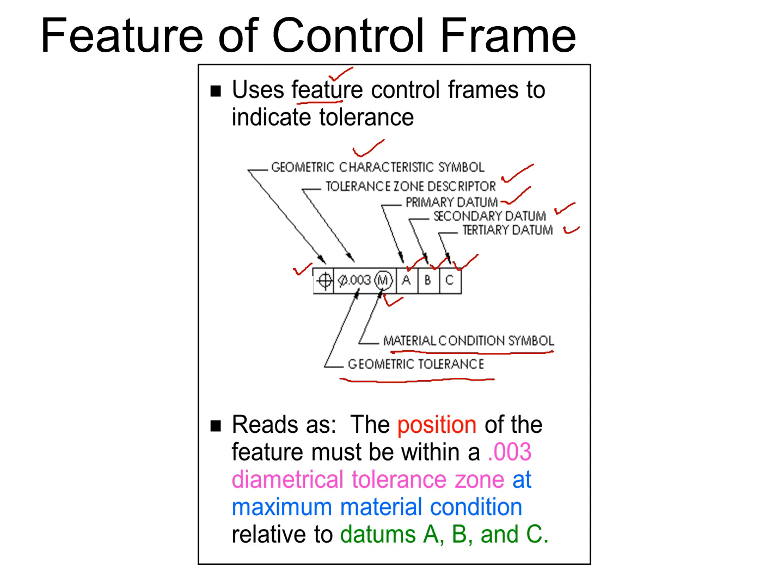The material condition symbol is either MMC, LMC, or regardless of feature size. So this is the maximum material condition, least material condition, and regardless of feature size. We will discuss them later in this topic. And so this feature control frame reads as the position of the feature must be within a 0.003 diameter tolerance zone at maximum material condition relative to datum A, B and C. So this is what the feature control frame is telling us.